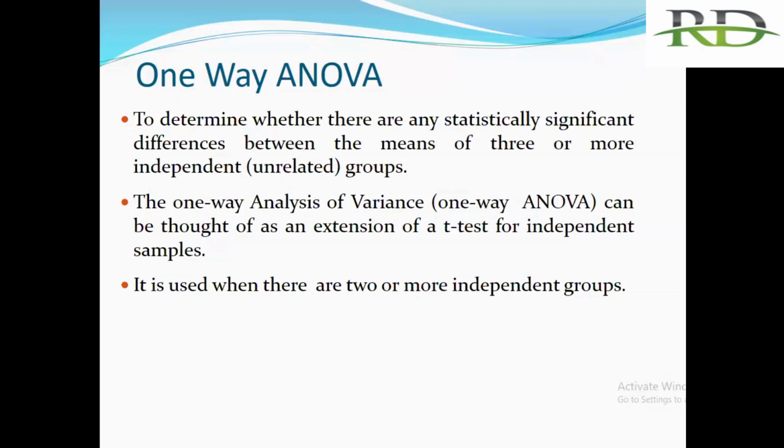Suppose instead of 2 groups, I have 4 groups or more than 2 groups, then we perform analysis of variance. And why is it called one-way ANOVA? Because we test one factor, I mean height. If along with height we also test weight, then it will be called two-way ANOVA. But it is a generalization of t-test because in t-test we tested for 2 groups. In ANOVA we test for more than 2 groups.